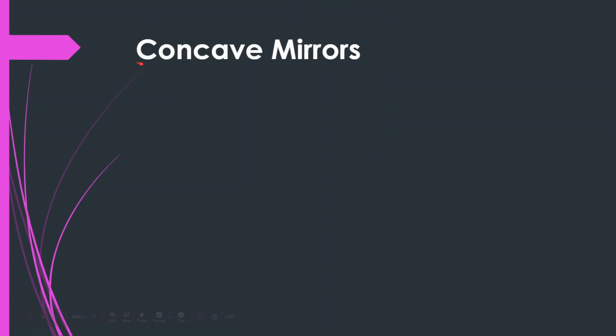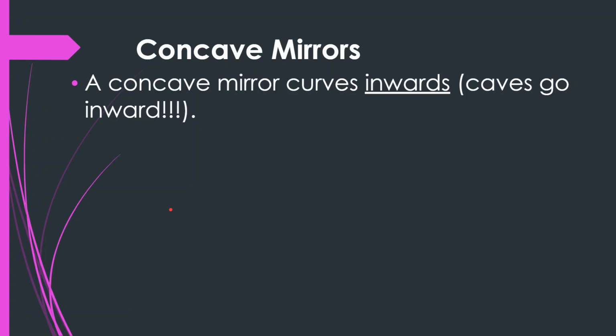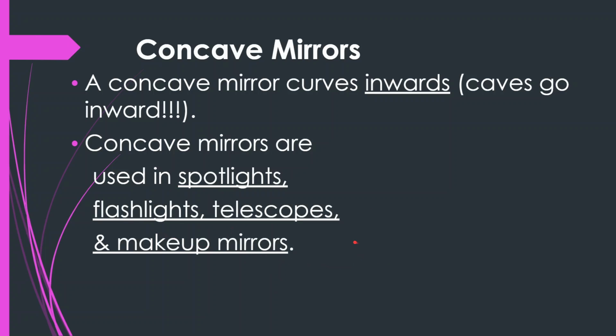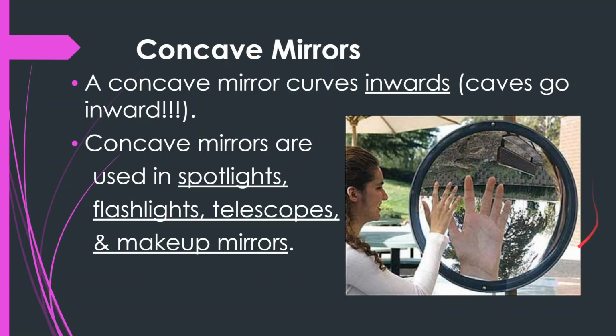And then the opposite to convex is concave. This is a mirror that curves inwards, and you can remember this because caves go in a mountain. Concave mirrors are used in spotlights, flashlights, telescopes, and makeup mirrors. So you have an example of a concave mirror that curves inwards. And this woman's hand is huge. It has been magnified.